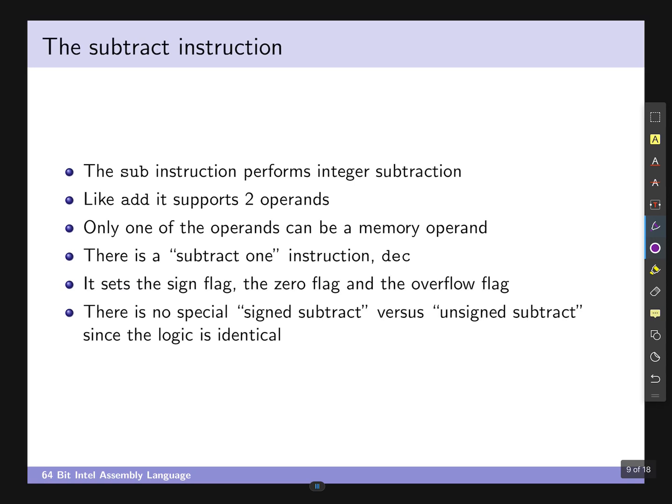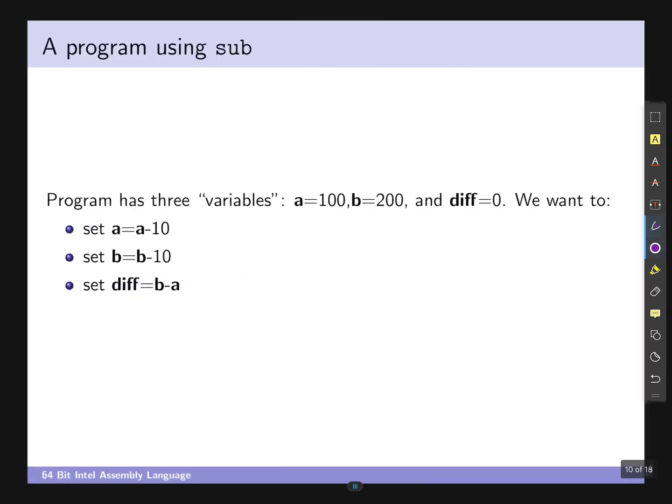Now moving on to the mirror of addition, we have the subtraction operation, and again it performs integer subtraction. It takes 2 operands, a source and a destination, and it sets the same flags as our addition instructions. So we have the sign flag, the zero flag, and the overflow flag. And once again, we do not distinguish between signed subtraction and unsigned subtraction. The logic between the two is the same. It uses the same machinery on the CPU, so we don't need to make a distinction.